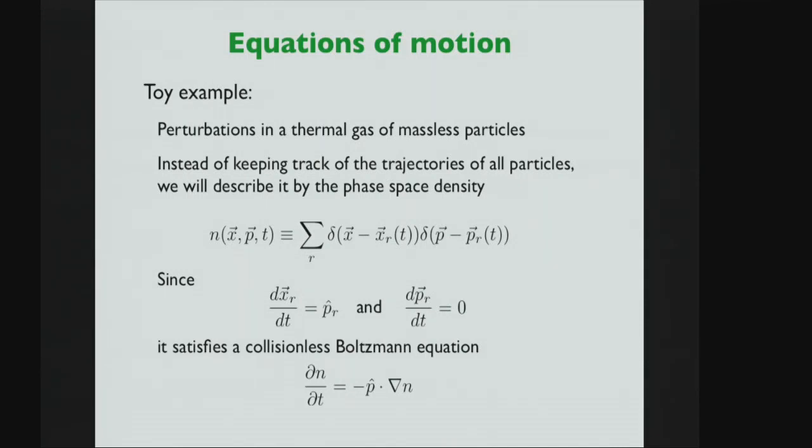And so instead of keeping track of all the particles, what you want to do is coarse grain the system and describe them in terms of the phase space density. So the phase space density looks like this. So you're just summing over all the particles and have a bunch of delta functions where the particle is localized and where its momentum is. So this is completely classical, obviously. So we have this phase space density. And then what we're trying to understand is what is the equation of motion this satisfies.